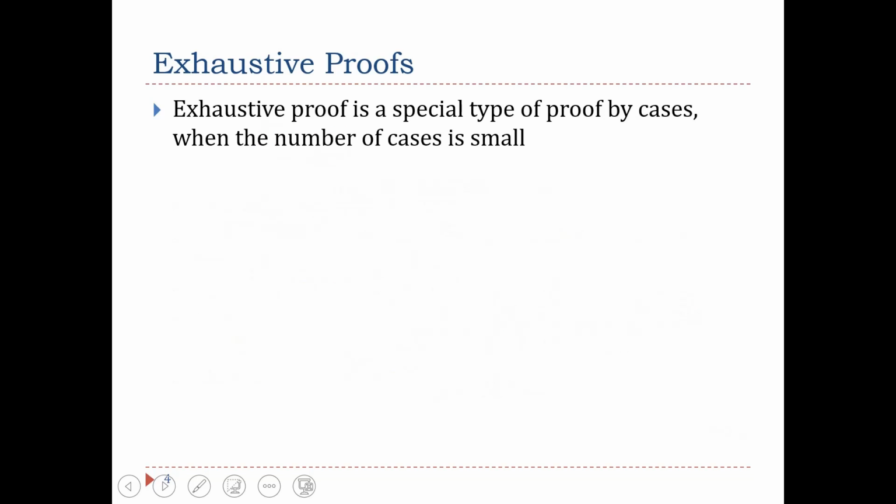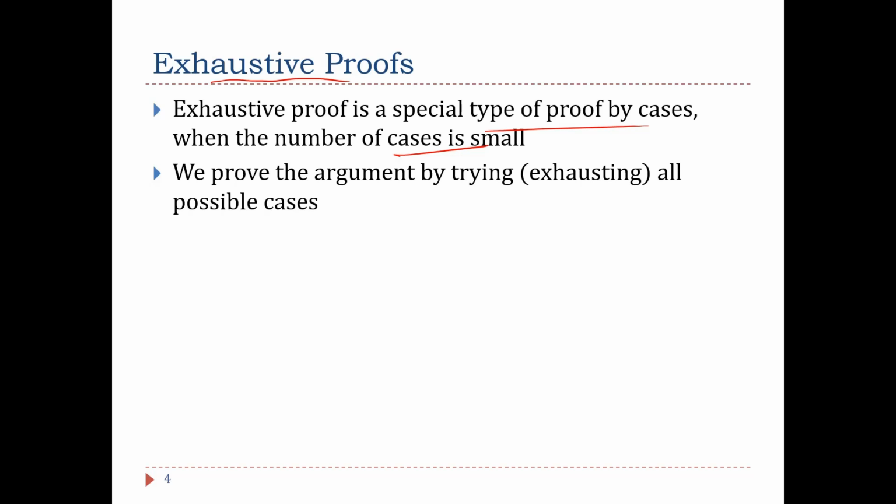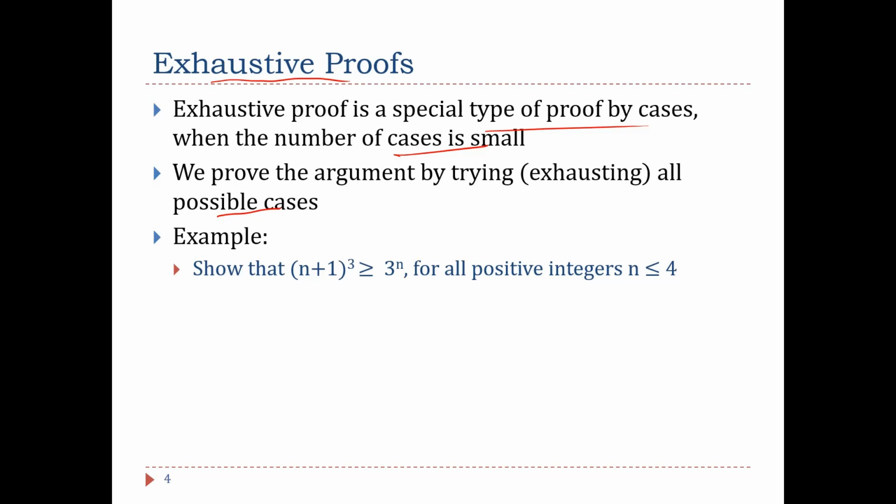Sometimes we can do exhaustive proofs, in which we consider an exhaustive set of possibilities. So it's a special type of proof by cases where the number of cases is small. In this case, we prove the argument by exhausting all the possible cases one by one. For example, we want to show that (n plus 1) to the power of 3 is greater than or equal to 3 to the power n, but only for the positive integers that are less than or equal to 4.